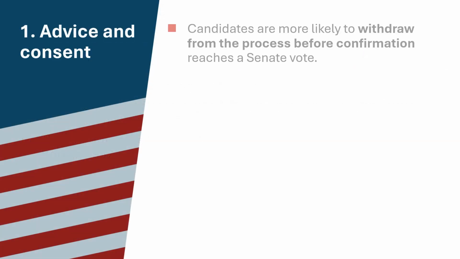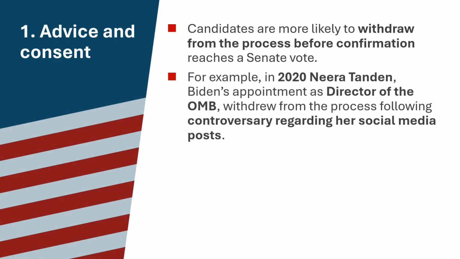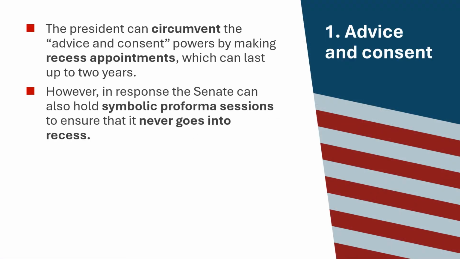In some cases, appointees withdraw from the process if Senate confirmation seems unlikely. For example, in 2020, Neera Tanden, Biden's appointment as director of the OMB, withdrew from the process following controversy regarding her social media posts. The president can circumvent the advice and consent powers by making recess appointments, which can last up to 2 years. However, in response, the Senate can also hold symbolic pro forma sessions to ensure that it never goes into recess.